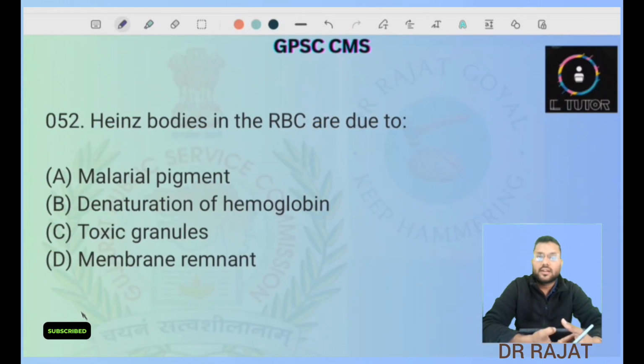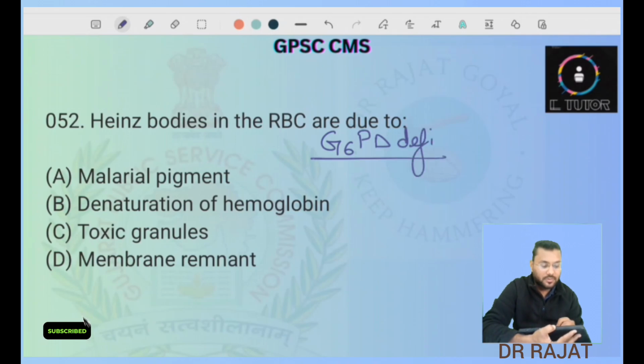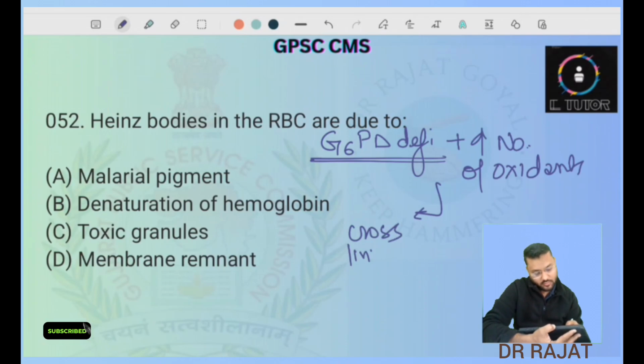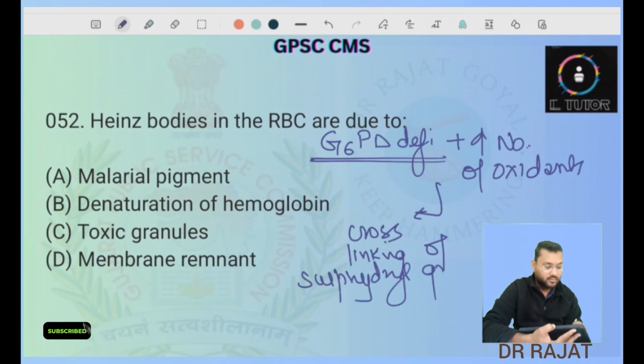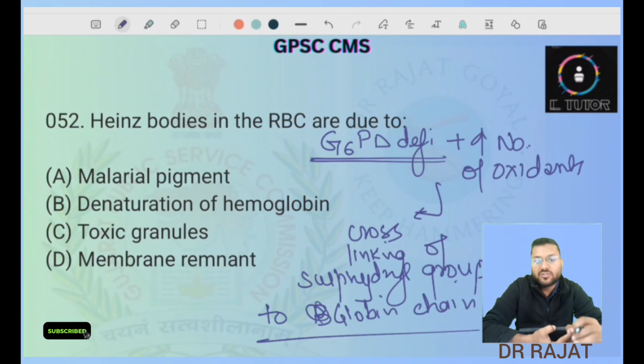Next question is, Heinz bodies in the RBC are due to? So Heinz body is mainly seen in G6PD deficiency. Whenever there is G6PD deficiency plus an increased number of oxidants, these will lead to the cross-linking of sulfhydryl groups to the globin chain. The cross-linking of sulfhydryl groups to the globin chain will lead to the denaturation of the hemoglobin. So the answer here will be option B, denaturation of the hemoglobin.